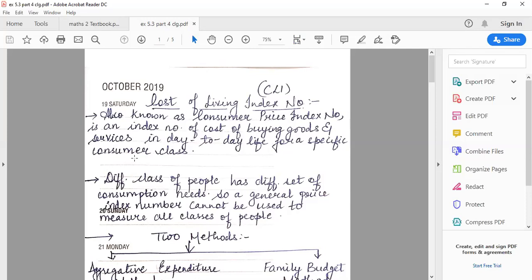Now, as you all know, there are different types of classes in our society: middle class, lower class, upper class. So all the classes do not have the same purchasing rate, correct? Some people may feel AC is a necessity. For some, even a fan is a luxury product, correct? Because for rural people, even buying a fan is a big deal. So basically, different classes of people have got different sets of consumption needs. So a general price index number cannot be used to measure all the classes of people.